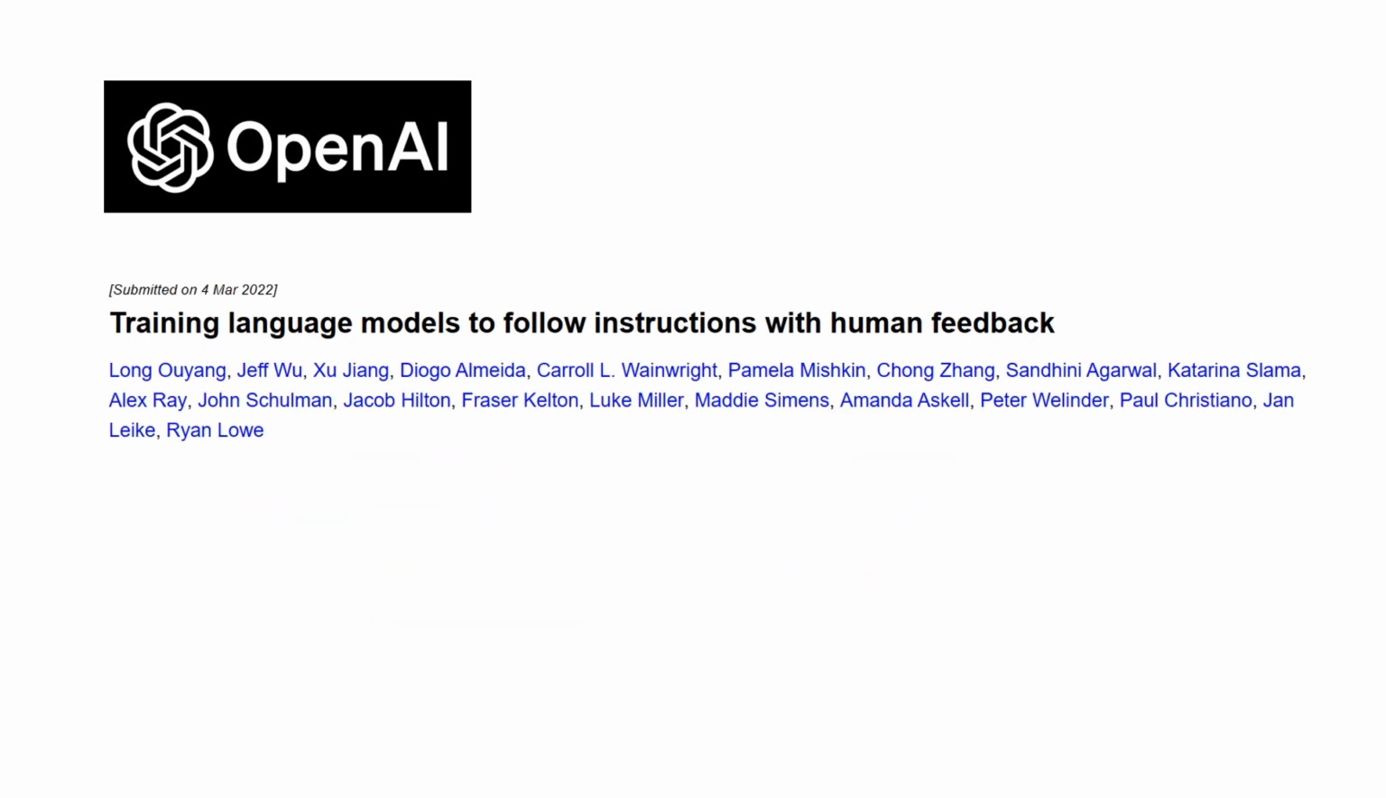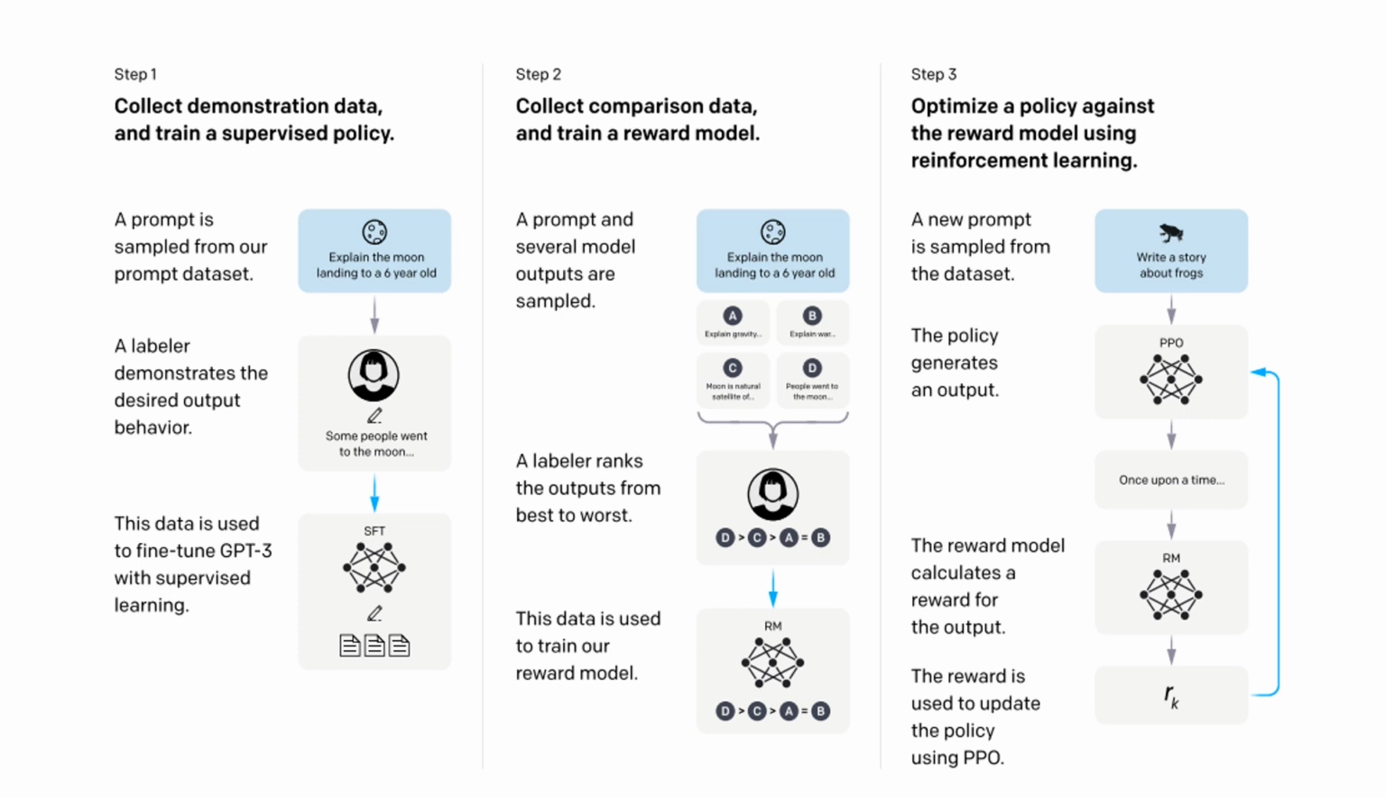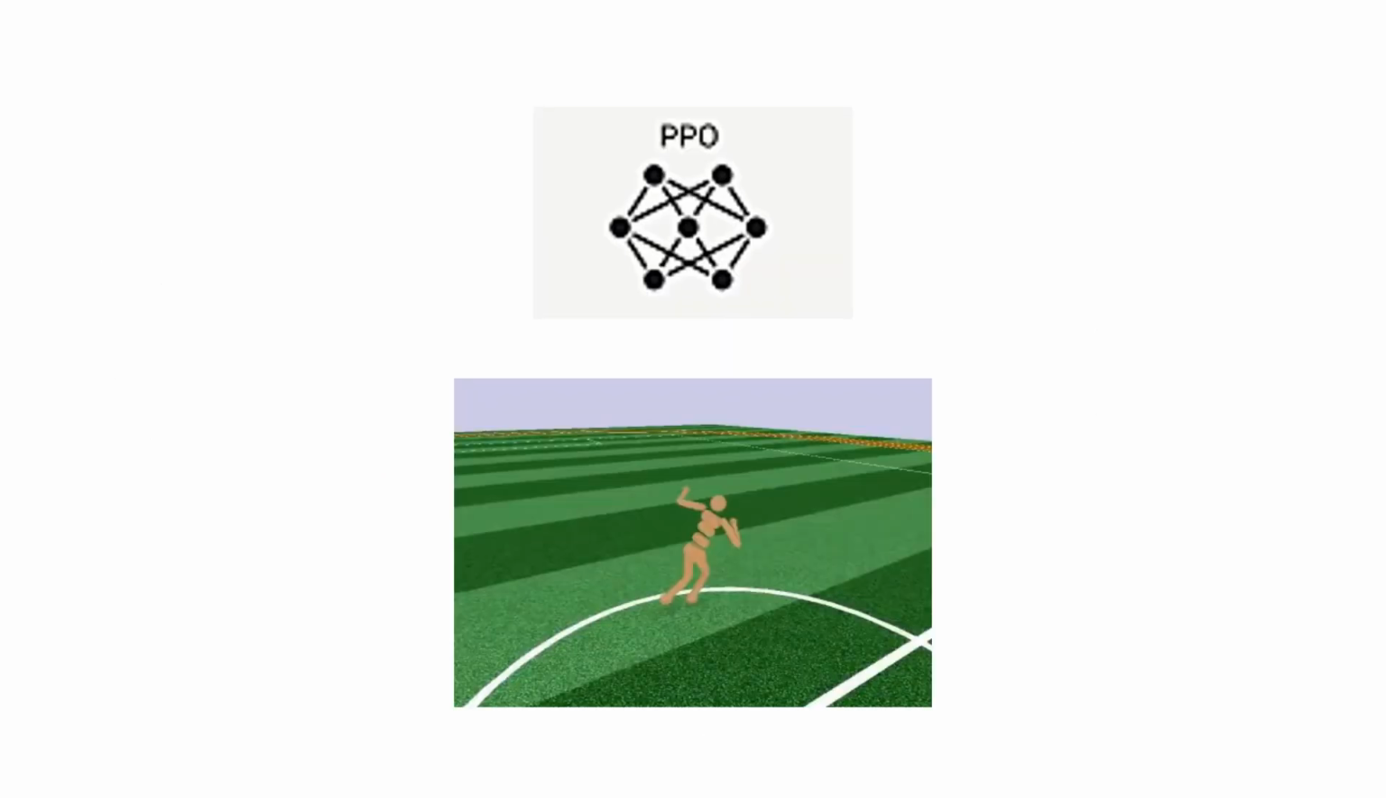A while ago, OpenAI released a paper that proposed an approach called reinforcement learning through human feedback. This is to fine-tune GPT-3 models to follow a broad class of written instructions. This technique uses human preferences as a reward signal to fine-tune the large language models. It uses online reinforcement learning, such as proximal policy optimization (PPO), as the reinforcement learning algorithm to update the policy language model.